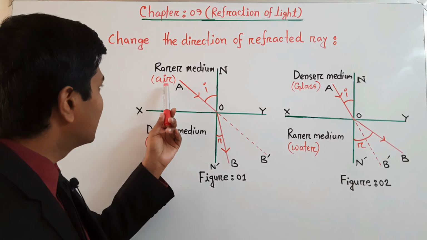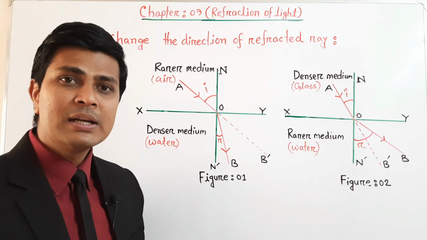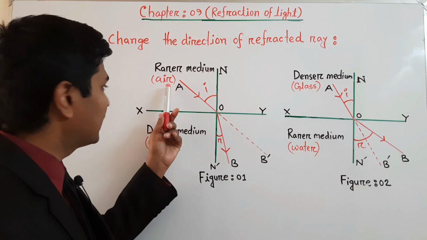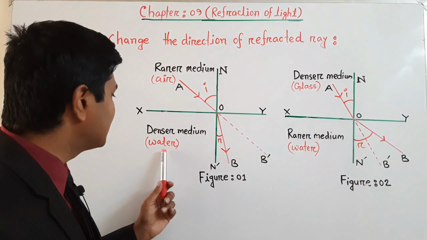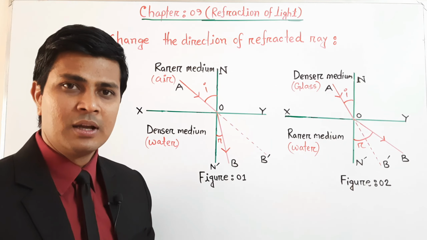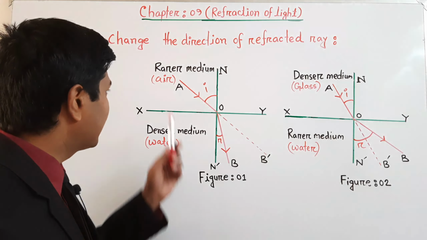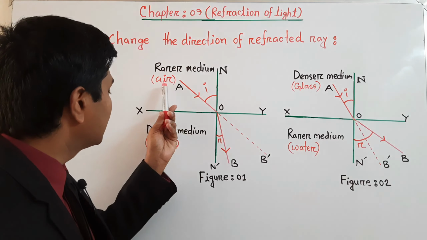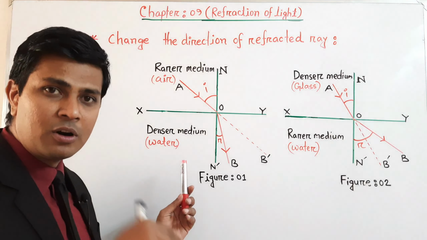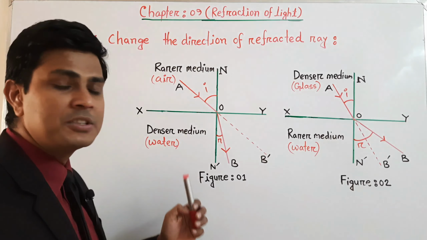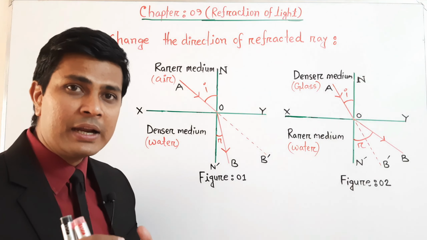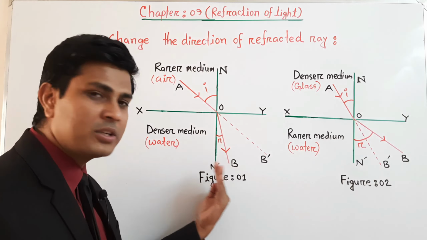Air is a rarer medium and water is the denser medium, because the density of air is less than the optical density of the water, and velocity of light in air is more than the velocity in water. When light travels from air medium to water medium obliquely, then its velocity decreases when it passes through the water, and due to this it's bent towards the normal.